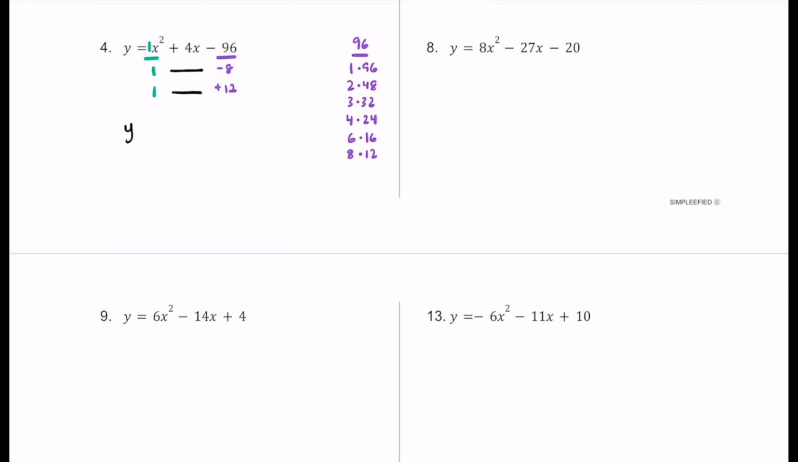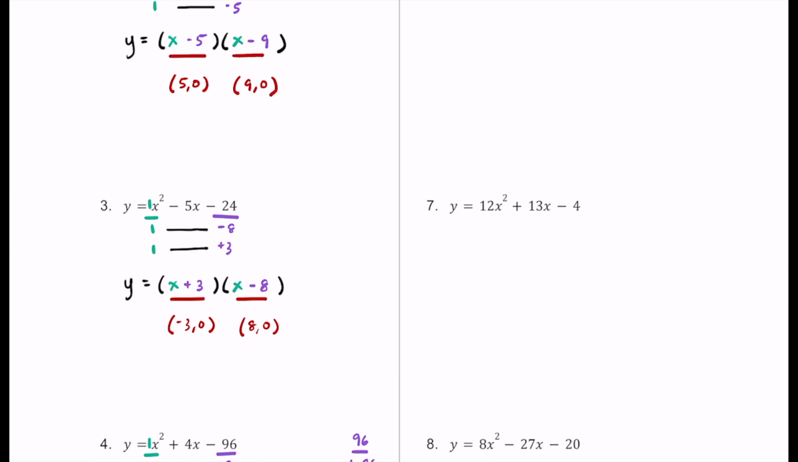So let's go with y is equal to, set up these binomials. Okay, and we're going to have an x and x, and one of them is going to have a -8 and the other one's going to have a +12. So this would be the factored form for this quadratic. This lets us know that -12, 0 is a point on the graph, and 8, 0 is another point on the graph. Okay, moving on to number 5.